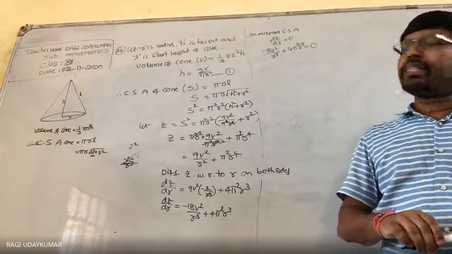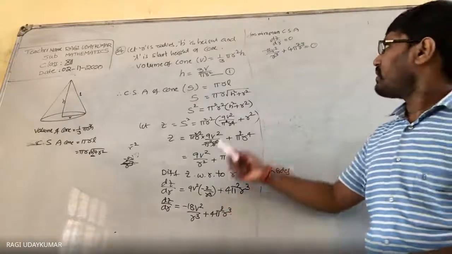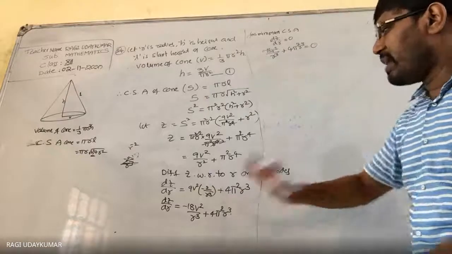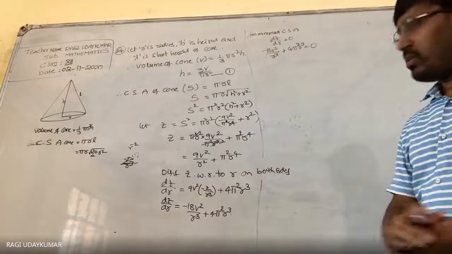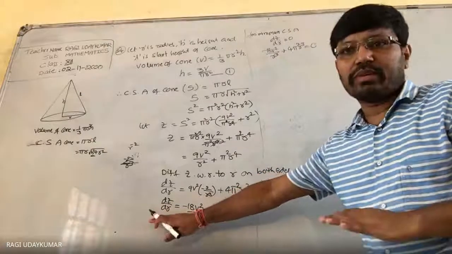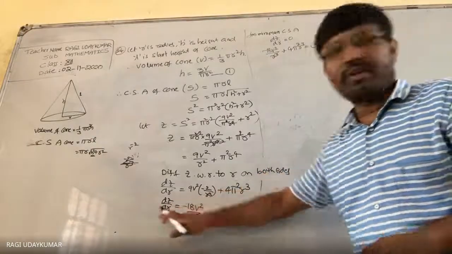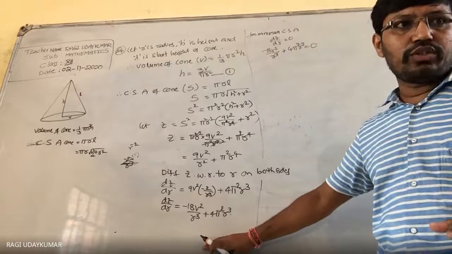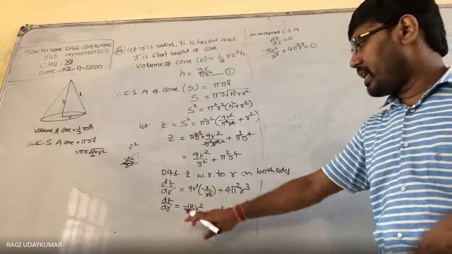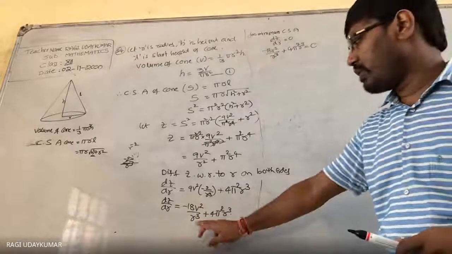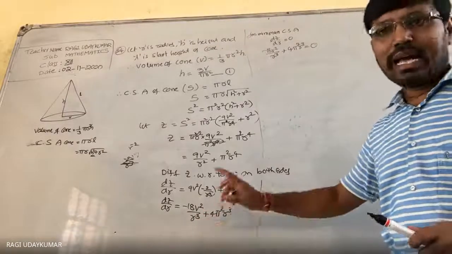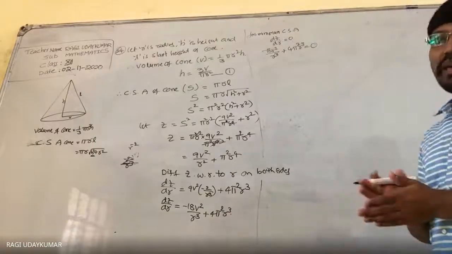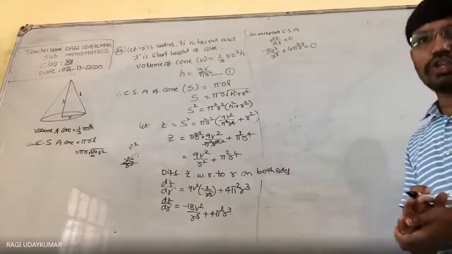Now, in the same way, before proving that, also find out d square z by dr square, the second derivative of this one. You have to differentiate this with respect to r again, and that should be greater than 0.